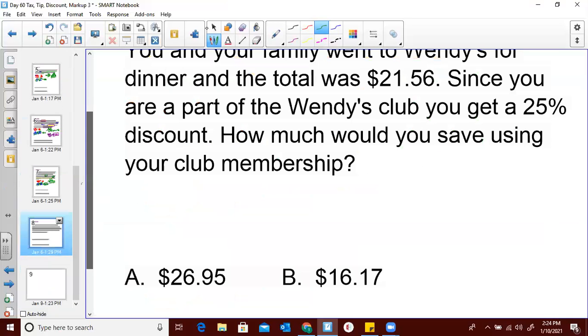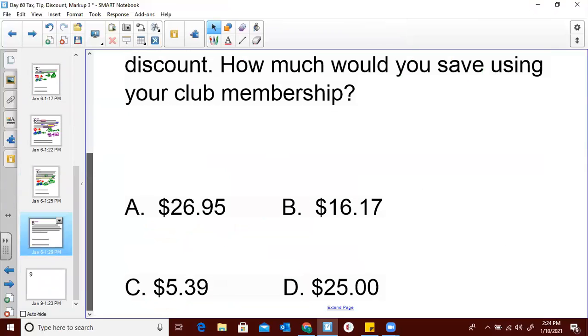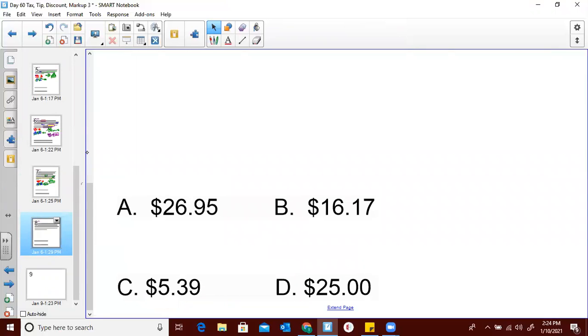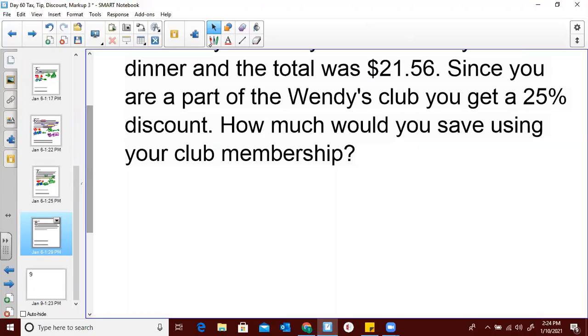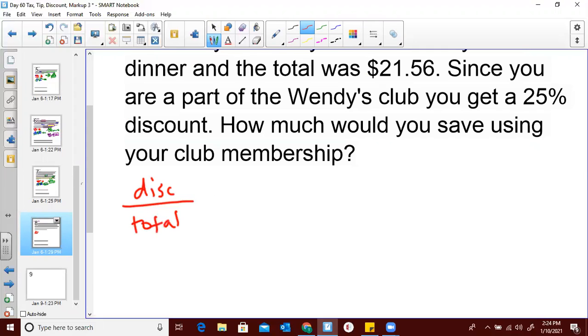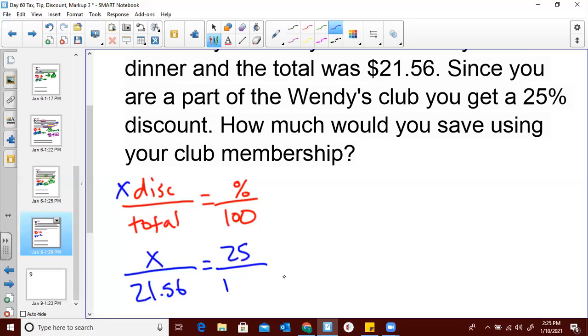And last but not least, this one looks like it's going to be pretty straightforward. You and your family went to Wendy's for dinner, and the total was $21.56. Since you are part of the Wendy's club, you get 25% discount. How much would you save using your club membership? So we know we're going to look for a discount, and that's going to be over our total, which always equals percent over 100. Let's fill in what we know. Discount is our variable. Our total is 21.56. Our percent is 25% over 100.